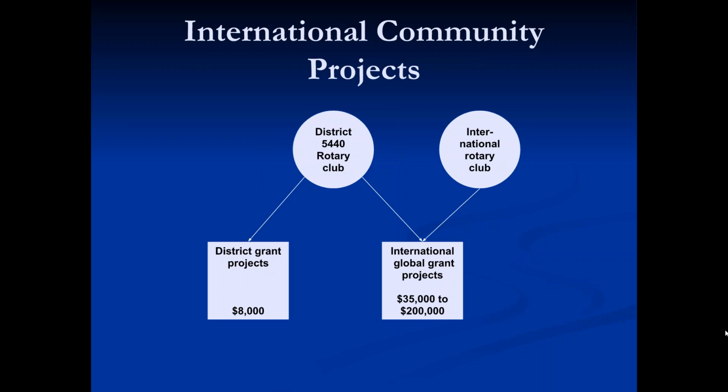Of course, we will continue our international community projects with both district grants and global grants. District grants will be a maximum of $8,000 with $4,000 from the district, and international global grants will be a maximum of $200,000. Of course, that's a very large grant. Typically, they're less than that. And again, we will double the money coming from the Rotary Club up to $12,500.